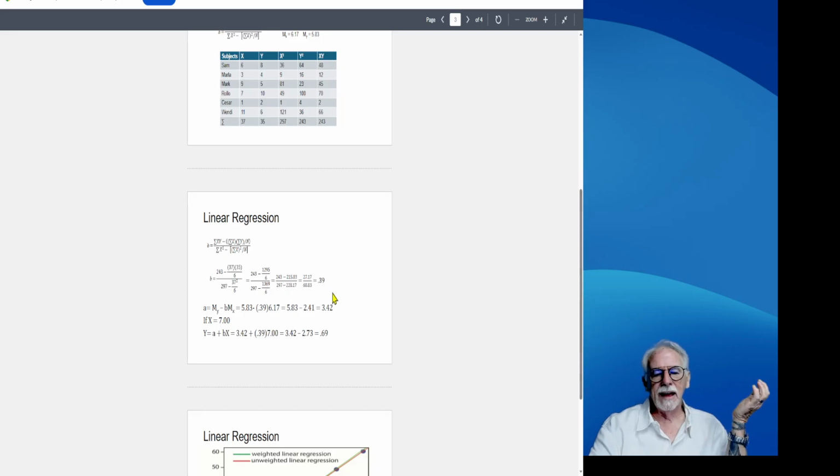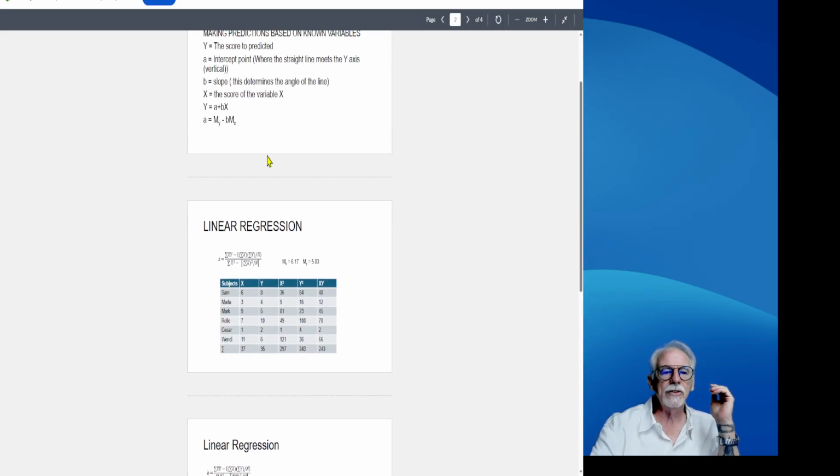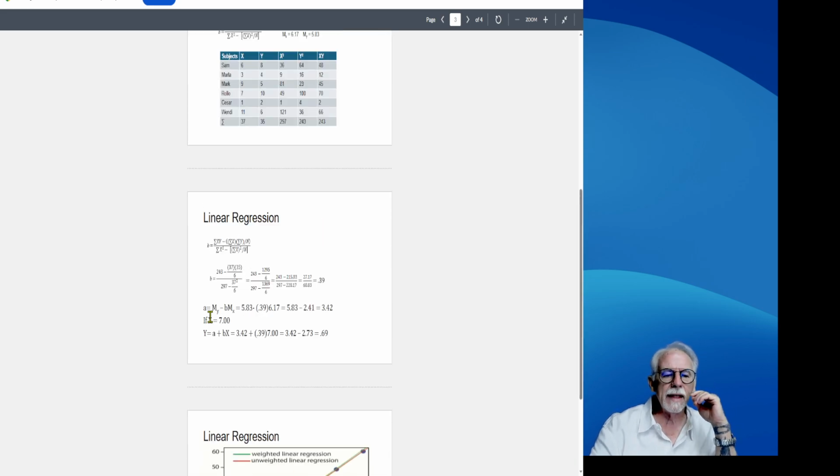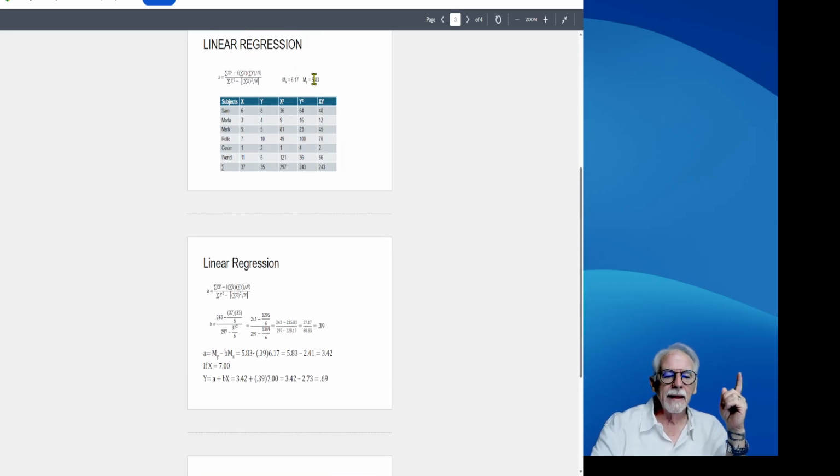So you do these little computations. I'm not going to walk you through that, and you come up with 0.39. So now we know B. Now we have to go back and do A. A is equal to the mean of Y minus B times the mean of X. So here we go. It's 5.83 minus 0.39 times 6.17, which is equal to 5.83 minus 2.41, or 3.42.